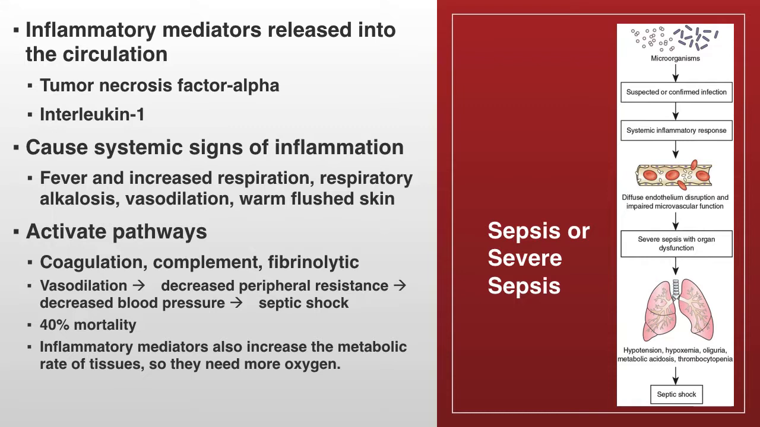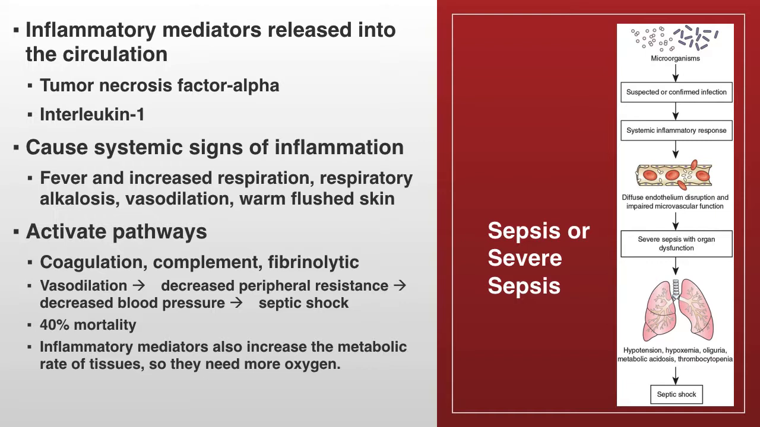Well, what happens with sepsis and severe sepsis? The inflammatory mediators are released into the circulation. These include the tumor necrosis factor alpha and the interleukin 1s. They cause systemic signs of infection: fever, increased respirations, respiratory alkalosis, vasodilation, and that warm, flushed skin. They also activate various pathways like the coagulation, complement, and fibrolytic pathway.